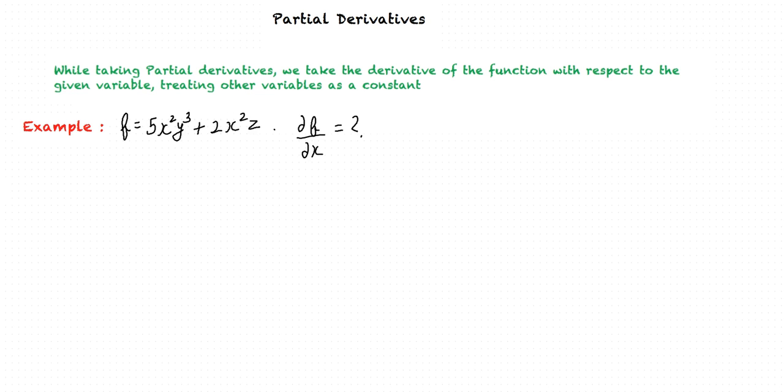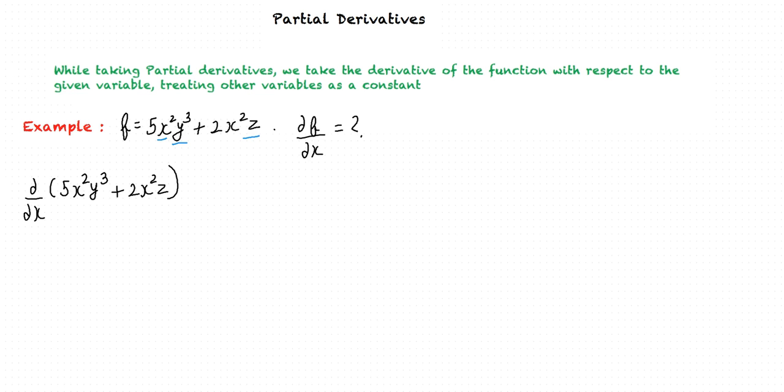Let us say we have the following function f equals 5x squared y cubed plus 2x squared z, and we are required to evaluate the partial derivative of the function f with respect to the variable x. There are three variables, x, y, and z, right? Yes, there are three variables x, y, and z in the function f, and we are required to evaluate dou f by dou x. We have dou by dou x of 5x squared y cubed plus 2x squared z.